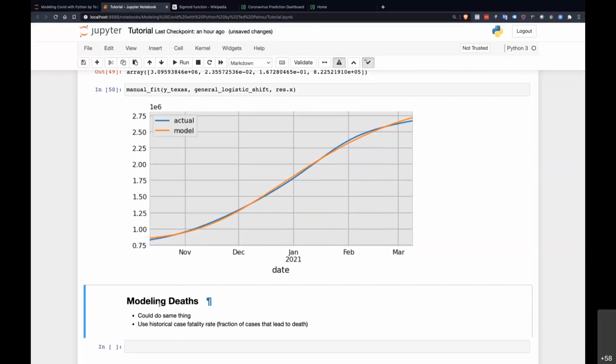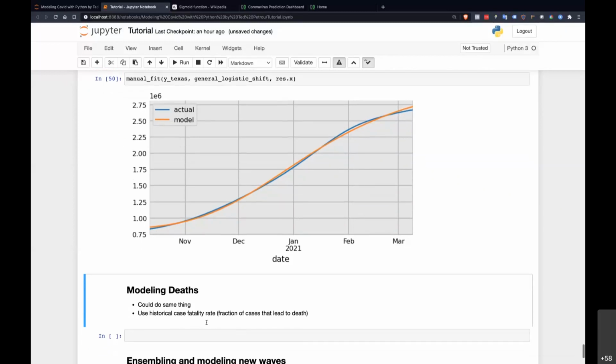Okay, so modeling deaths. So that's cases. Deaths also follow an S-shaped curve, and you could use the same procedure. Now, the only issue is that if you model them independently, it's possible that you get pretty different results for deaths and cases, sometimes results that don't make sense. Maybe you have more deaths than cases or something like that.